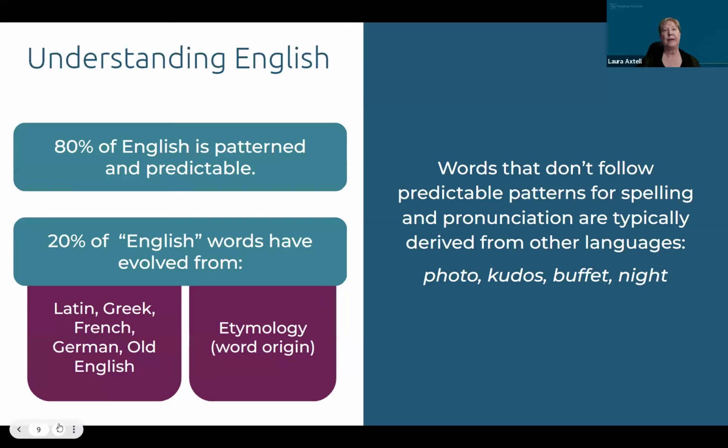The other part of English that can be really challenging is that about 1/5 of all of our words, because English has adopted so many words from other languages, and many of our English words have evolved over time from languages like Greek and Latin and French and Old English, German. And so spellings and pronunciations don't have to match when words come from another language. So that etymology, that word origin, really does cause a lot of confusion for students, but many of our words are absolutely patterned and predictable. And I'm going to prove that to you in a minute.